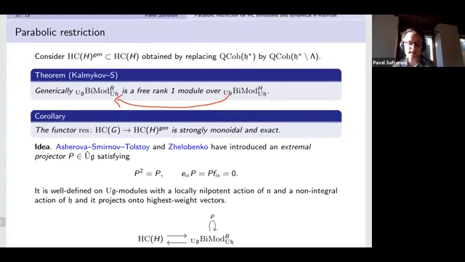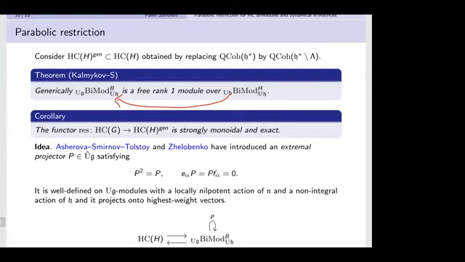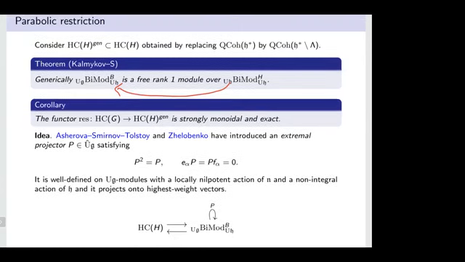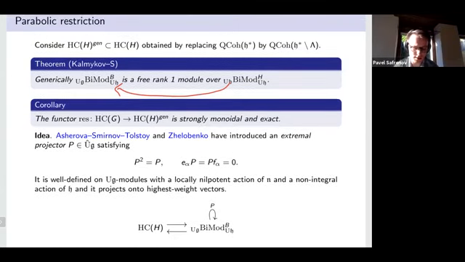And a corollary is that if you look at this parabolic restriction functor, it's actually not just lax monoidal, it's strongly monoidal generically. And it's also exact. The idea of this proof is kind of interesting. It involves something that seems to be quite classical, but I haven't encountered this before. It's this notion of an extremal projector.